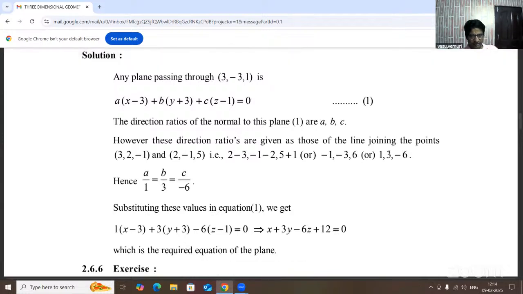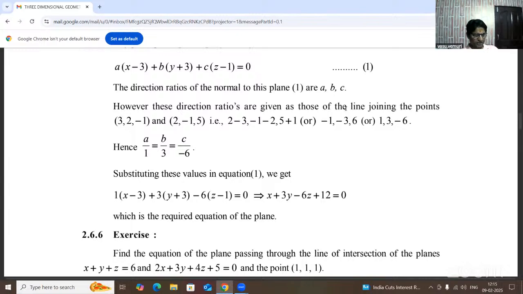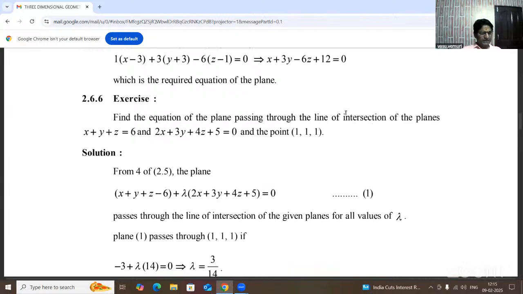So A value is 1, B value is 3, C value is minus 6. Substituting these values in the first equation, that is the required plane equation. Okay. Now again, to practice another problem, 2.6.6.